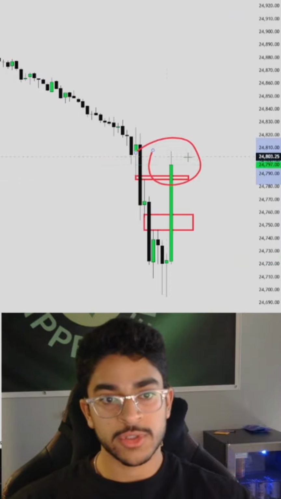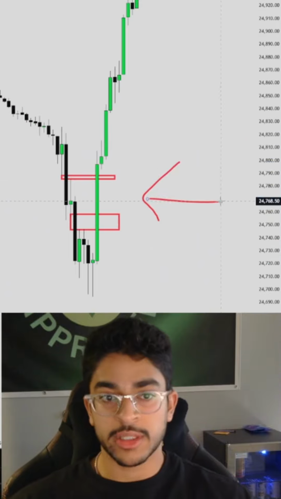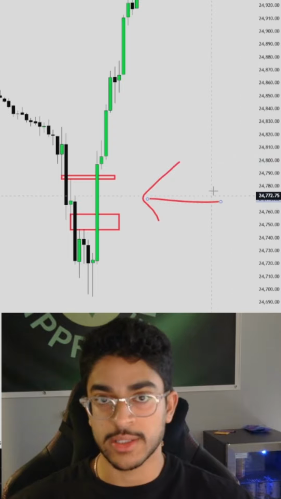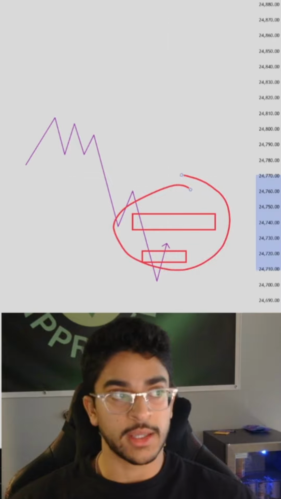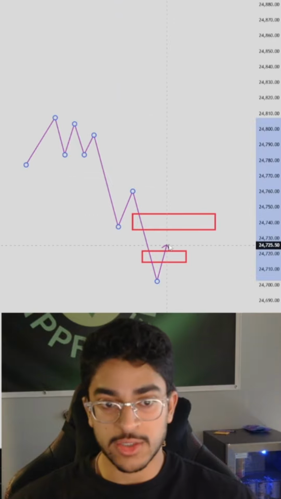Fair value gap, inversion, distribution. See, this move played out because price inversed both bearish FVGs that were present. But a common question I get is, what do you do if only one FVG is inversed? I'm referring to a situation like this. Let's say we have two bearish FVGs, but price only inversed one of them.